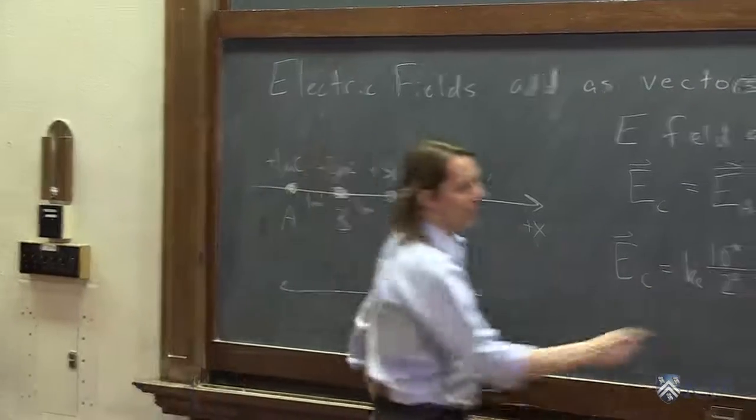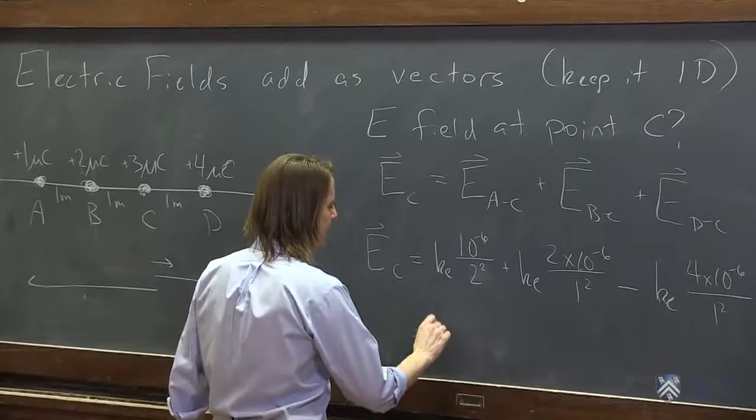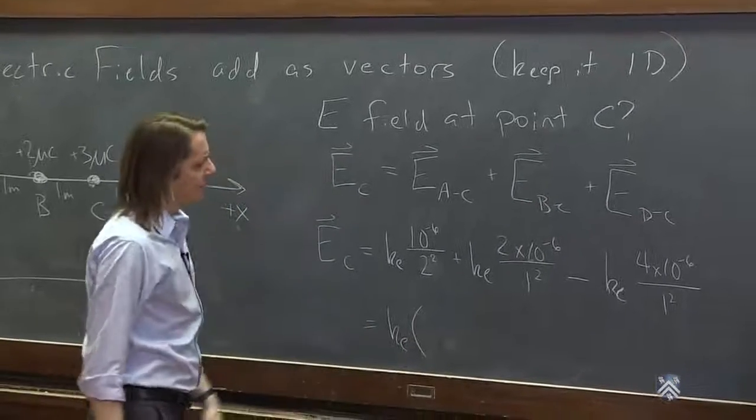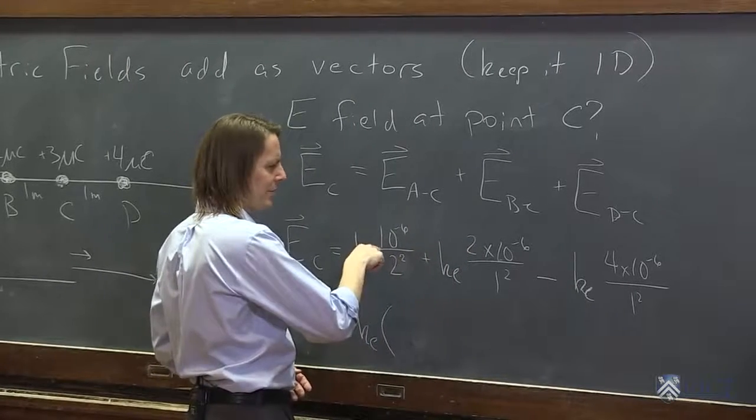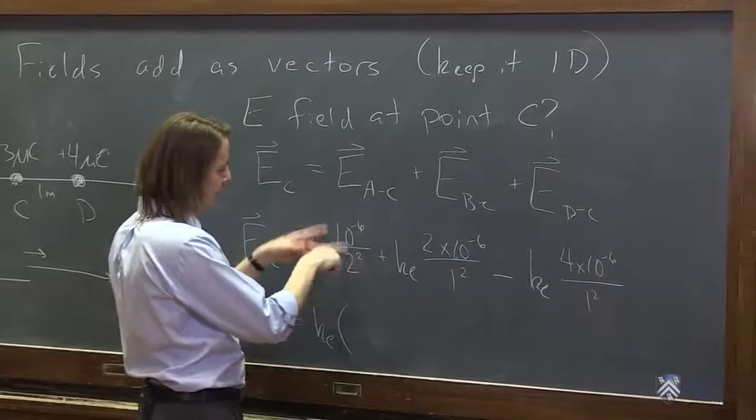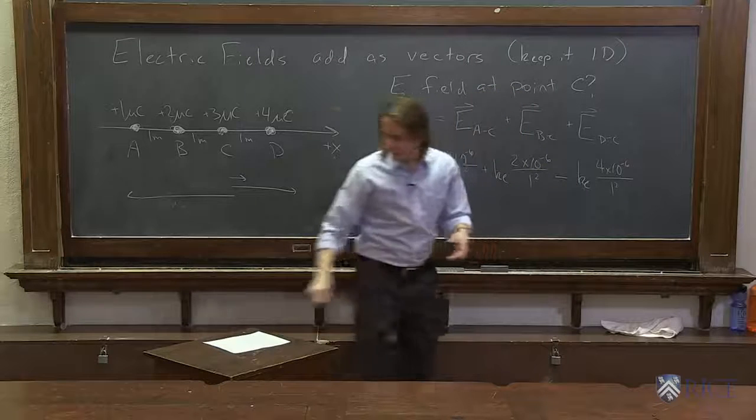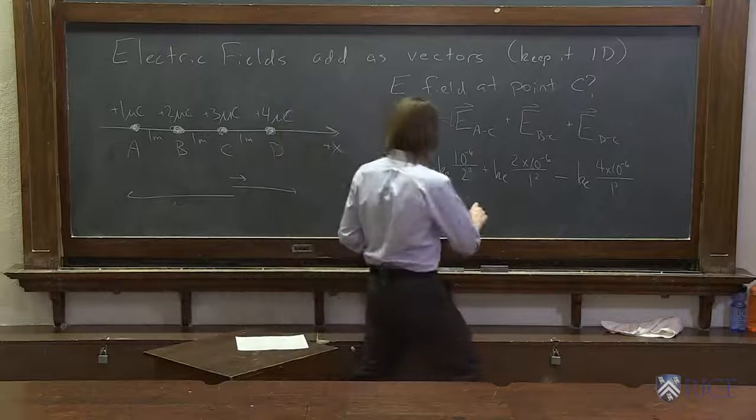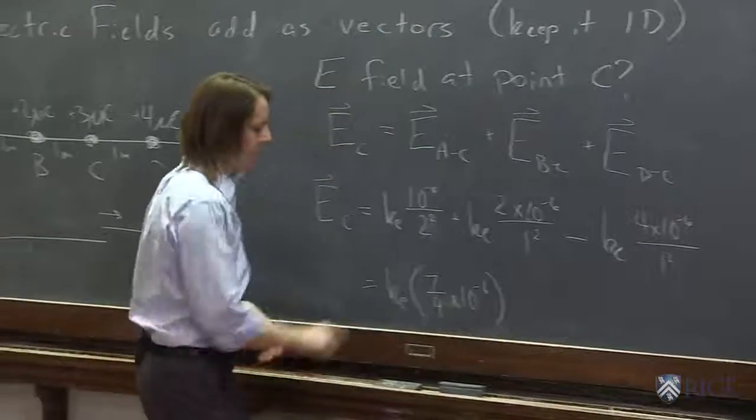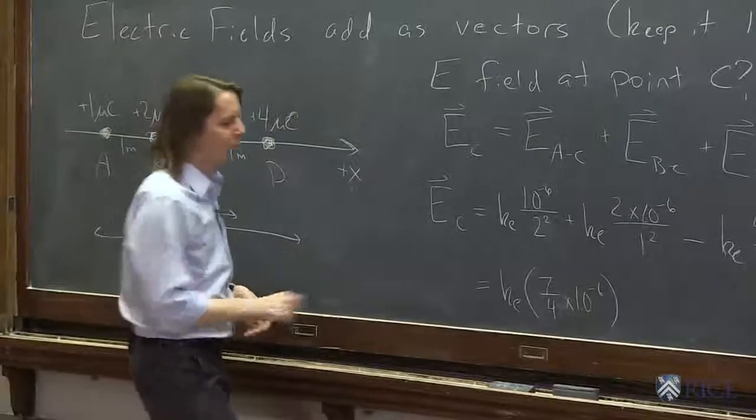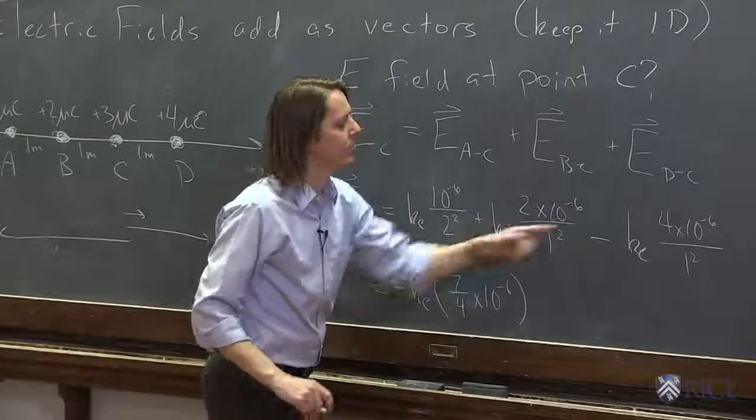Now let's see if the numbers worked out, because this one is negative. What do we end up with? We end up with KE times 10 to the minus 6 times, we have 2 plus 1, which is 3, but this is over 4, so we have a fourth here, and we have 2 here, and we have minus 4 here. I don't want to do the fraction in my head. We get 7/4 times 10 to the minus 6th. And with 9 times 10 to the 9, we get the answer in newtons per coulomb. But it comes out negative, because the biggest contributor here, that's bigger than these two, is negative.